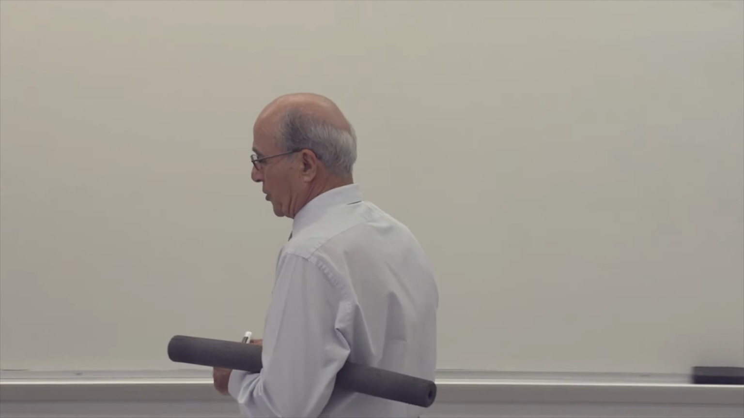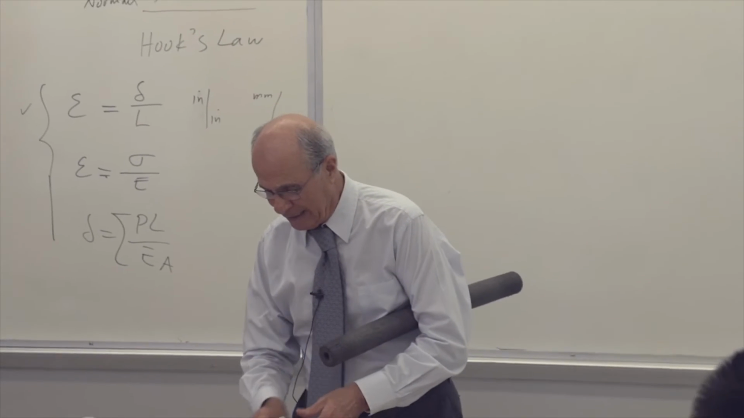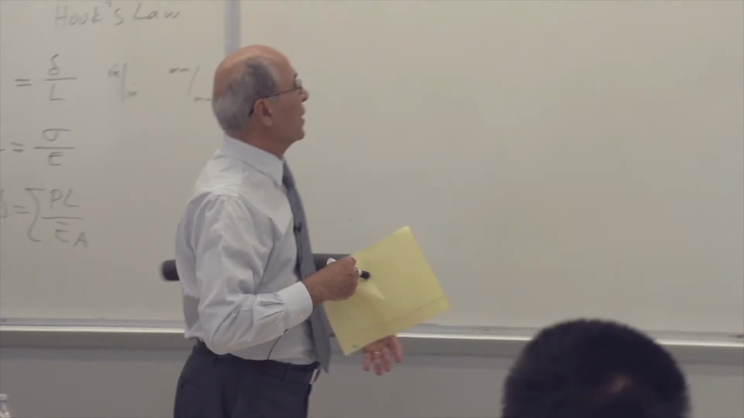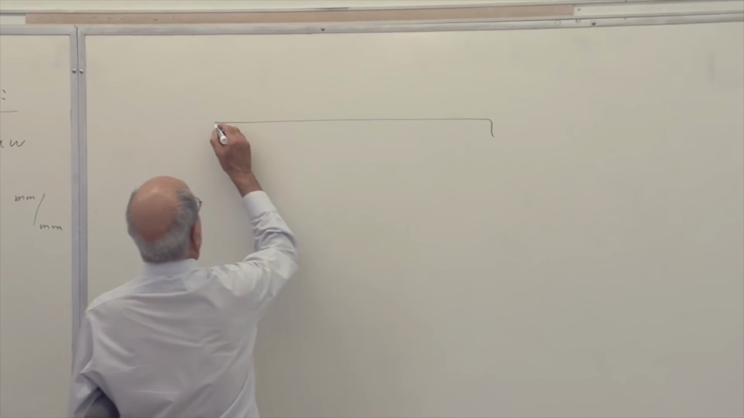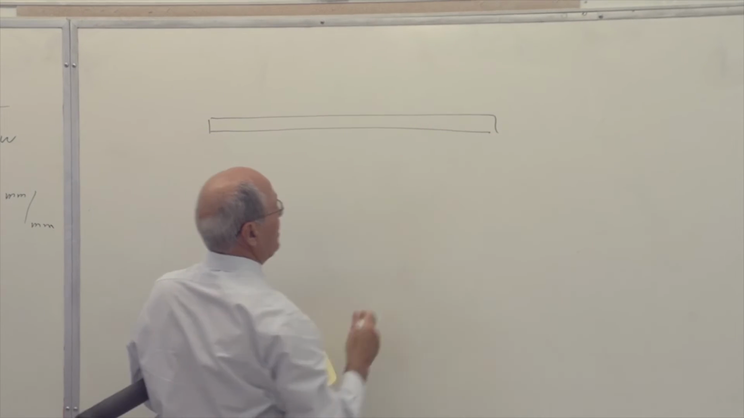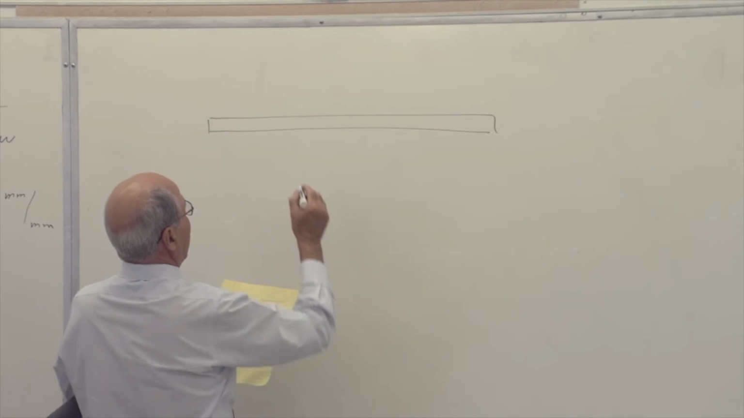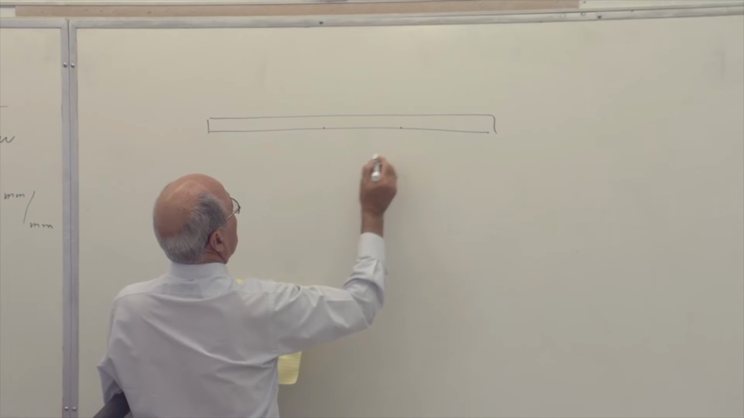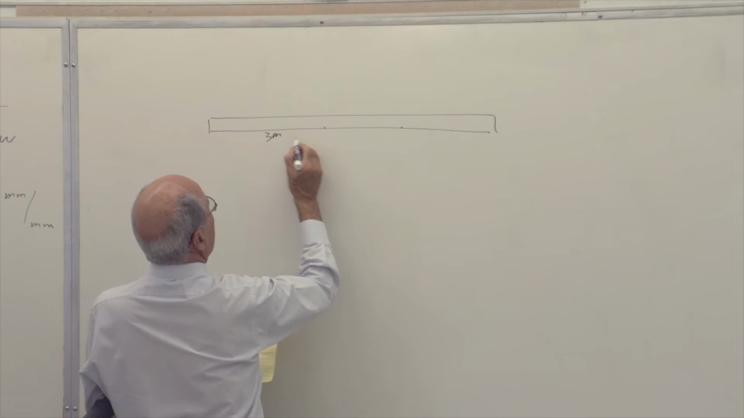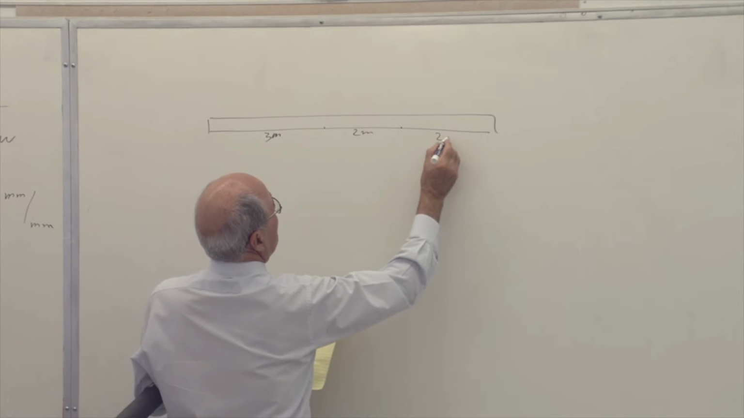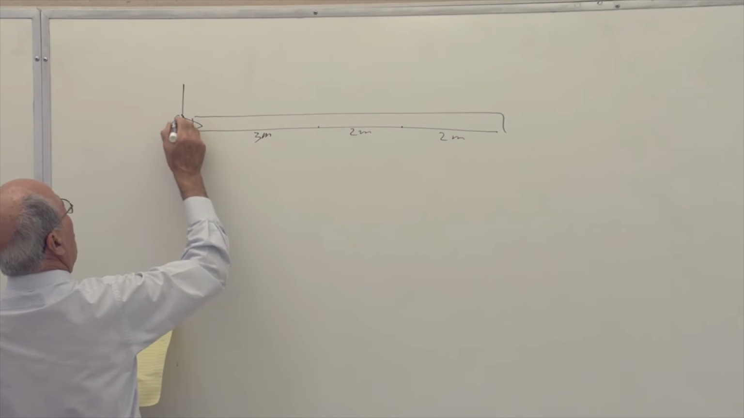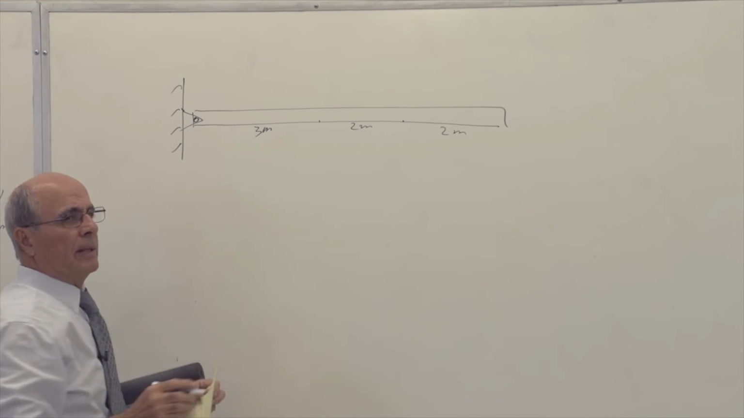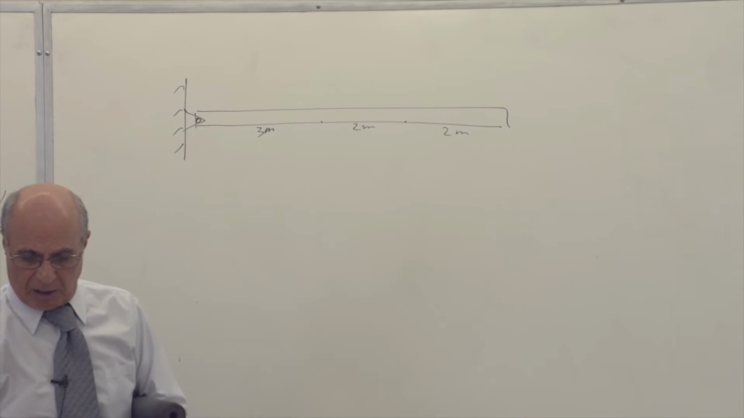Let's go through an exercise with an example. Let's say this time we have a rod here. This is a horizontal rod, 7 meters long, divided into 3 meters, 2 meters, and 2 meters. So this is 3 meters, and here is 2 meters, and 2 meters. And then it is attached to a wall with a pin. And we talked about that last time.